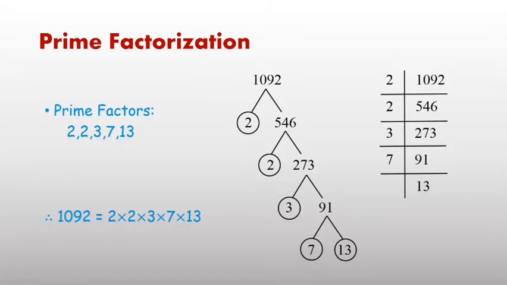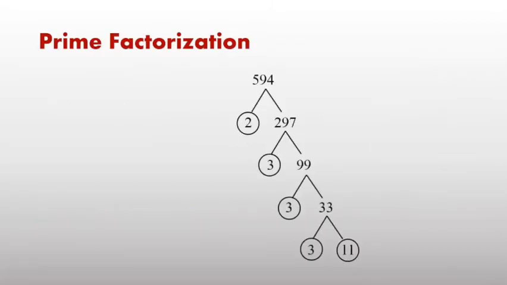In this pattern, you will get the prime factors of 1092 as 2, 2, 3, 7 and 13. Means 1092 equals 2 into 2 into 3 into 7 into 13, which you can also write as 2 power 2 into 3 into 7 into 13, because 2 into 2 we can write as 2 power 2. If any number is given, in this pattern you can find prime factors of the given number. One more example.